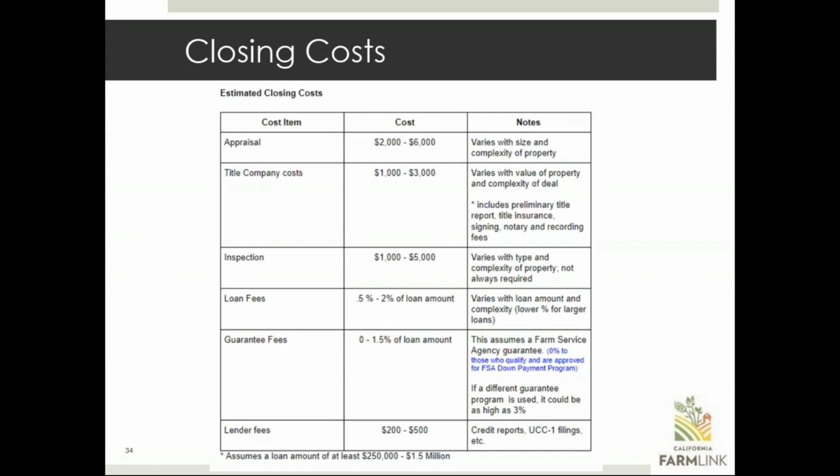So again, it's not just the purchase price that is included in a purchase of a farm. There are a bunch of closing costs associated. So we talked about the appraisal being between $2,000 and $6,000.